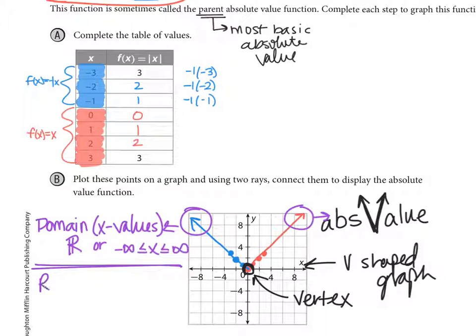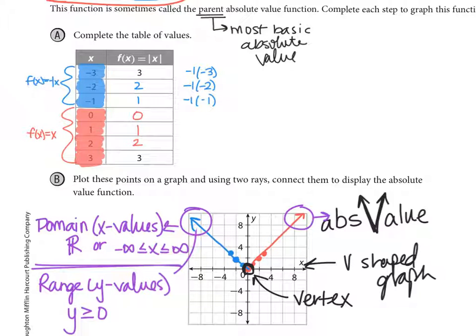And then our range, these are my y values. And if you think about this, the y values, you can even look in the table, right? So if you look up here in your table, my y values, the lowest they could ever be is 0, and then they just go up forever. You could even think about these arrows on the ends of my functions are going up forever. So if I think about it that way, since they're going up forever, that's going to mean that my range is y greater than or equal to 0.